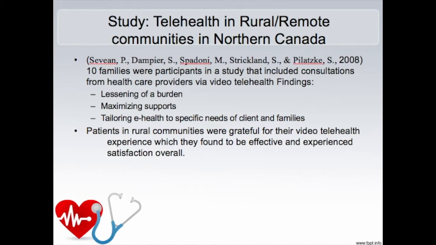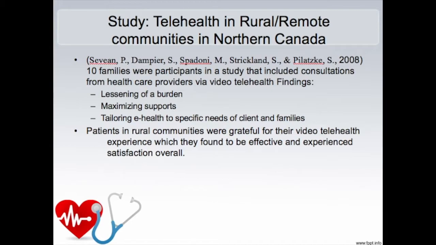In a study we looked at from rural communities in northern Canada, there were 10 families as participants, and they were consulted by healthcare providers via video telehealth. There were 3 main advantages concluded from this study. The first was lessening of a burden of each participant due to less travel time, costs, and accommodations. Participants did not have to take time off work to attend appointments outside of their community, so they were able to avoid lost wages while being treated from the comfort of their own home.